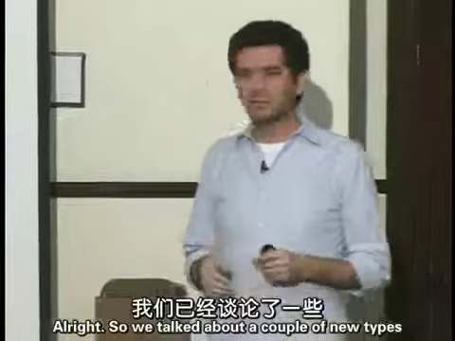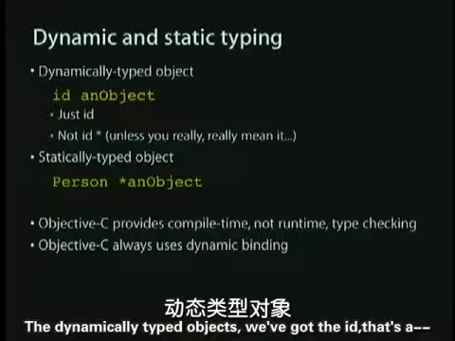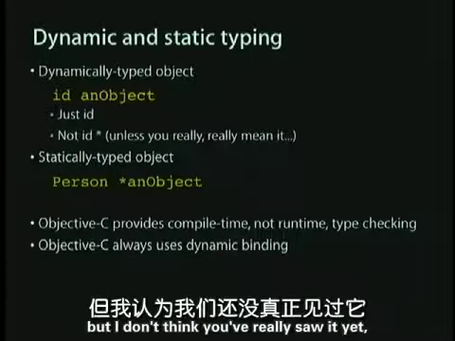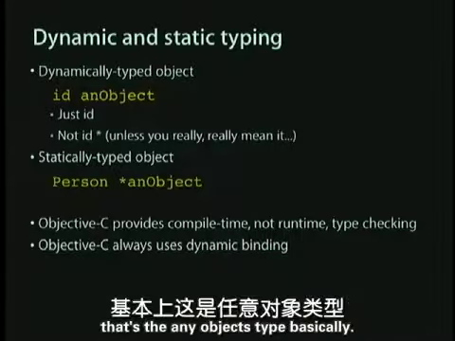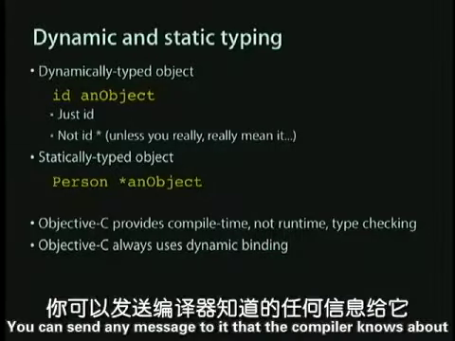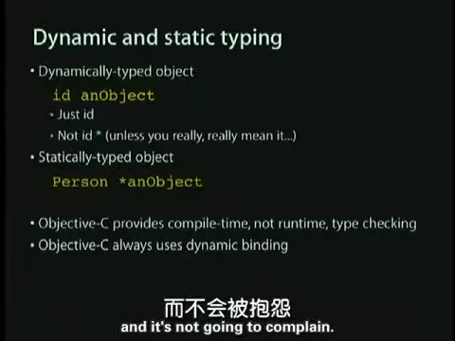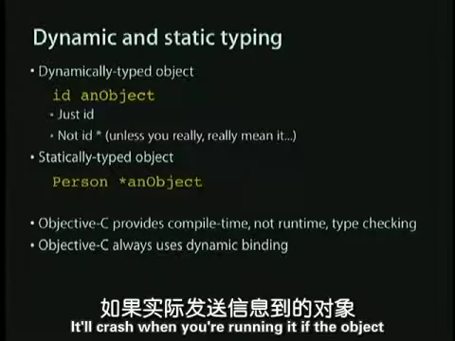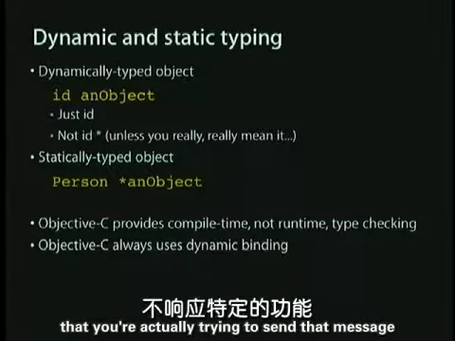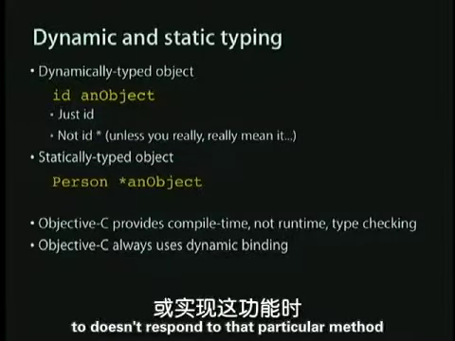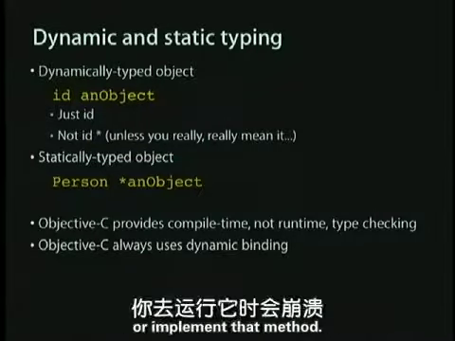All right, so we talked about a couple of new types in Objective-C already. Let's look at them a little bit more closely now. The dynamically typed objects. We've got the ID. We talked about it. I don't think we really saw it yet. That's the anyObject type, basically. You can send any message to that the compiler knows about, and it's not going to complain. It'll crash when you're running it if the object that you're actually trying to send that message to doesn't respond to that particular method or implement that method.